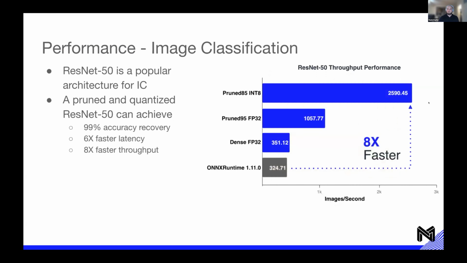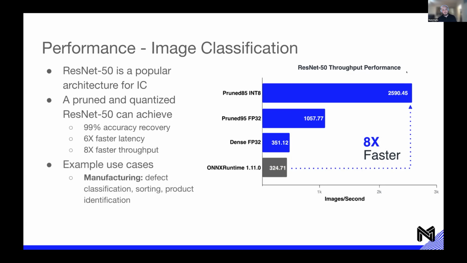And what this looks like is here is a dense unoptimized model, and here is the sparse quantized model up here. So 8x faster, significant improvement going from 324 images per second all the way to 2,500, almost 2,600. Some example use cases where you might use that is in manufacturing where you're doing defect classification, sorting, or product identification, right? Think a manufacturing line where you have a tray or belt coming through, a lot of products coming down, you need to quickly classify whether or not that product is a defect and be able to kick it off the assembly line.